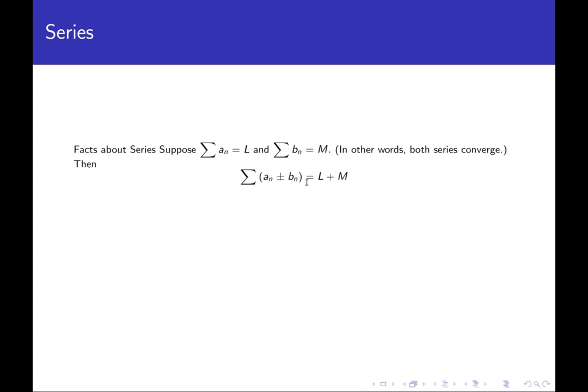All right, we used this one in the previous example. We can break the series up over sums, and that should be a minus in there too to keep with the plus or minus idea. We can pull constants out. We did that in the previous example as well.